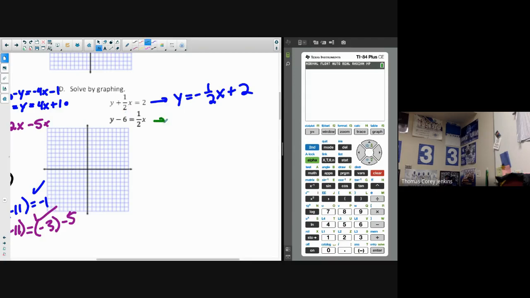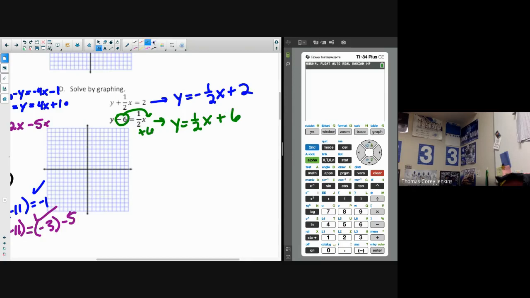Answer should have been y equals ½ x plus 6. Okay, so if you got that, good job. If not, that's because we just moved the -6 over. And if it's -6 over here, it's +6 over there. So y equals ½ x plus 6.